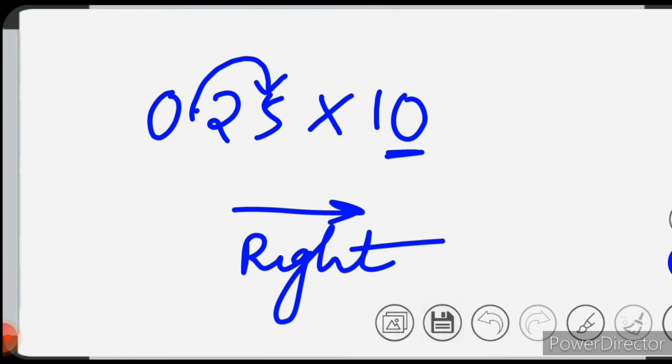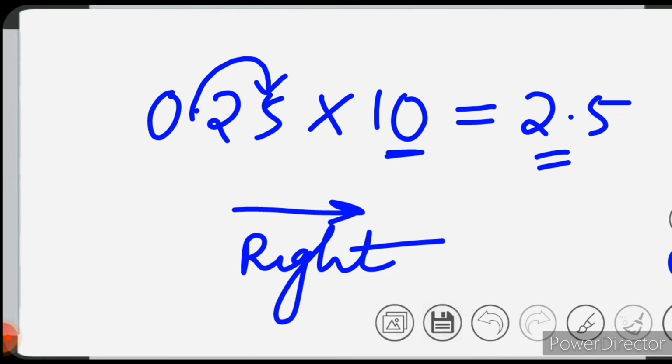Okay. So then what will be the answer? It will be 2.5. Very simple trick. First count the number of zeros. Then you have to shift the decimal point by that number of zeros. Okay, so that is the way you have to do it.